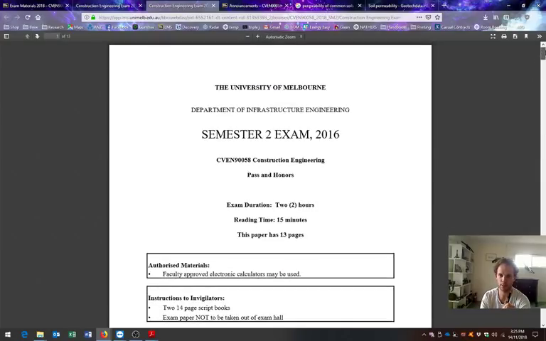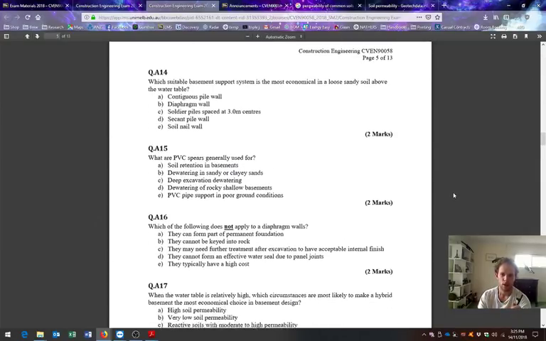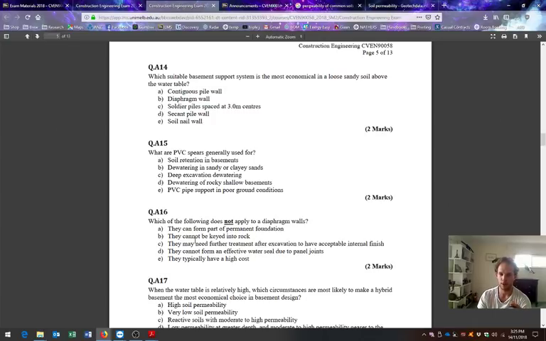I think this is 2016. It is, which does not apply to a diaphragm wall. It can be keyed into rock, so it's B, I think, but let's check D as well. They cannot form an effective seal. They can form an effective seal if we put hydrotite in these joints. Okay, so hydrotite, Nick brought the sample in, it'll swell up in a joint and it'll seal the water. So we can form an effective watertight seal, yes.